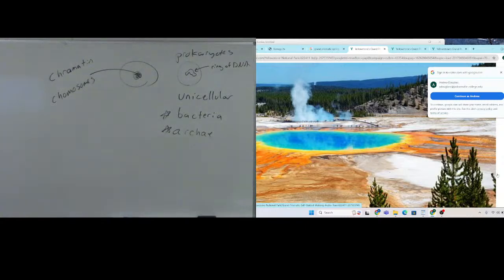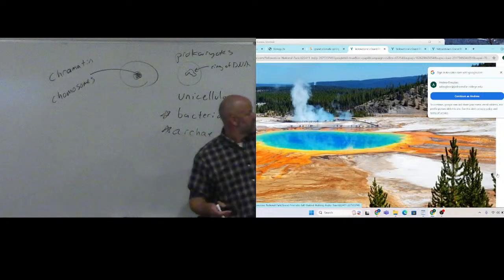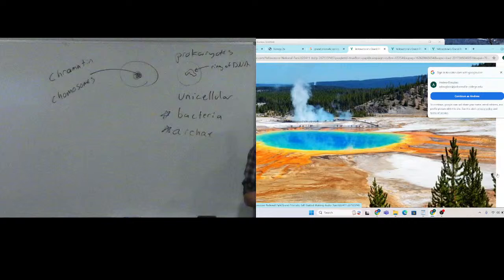I mean, huge difference in scale of complexity. And yet, these things are way more prolific than you are. They're everywhere. There's nowhere on Earth you can go that you won't find bacteria or archaebacteria. They're so wildly successful. Sometimes simple is good, right?